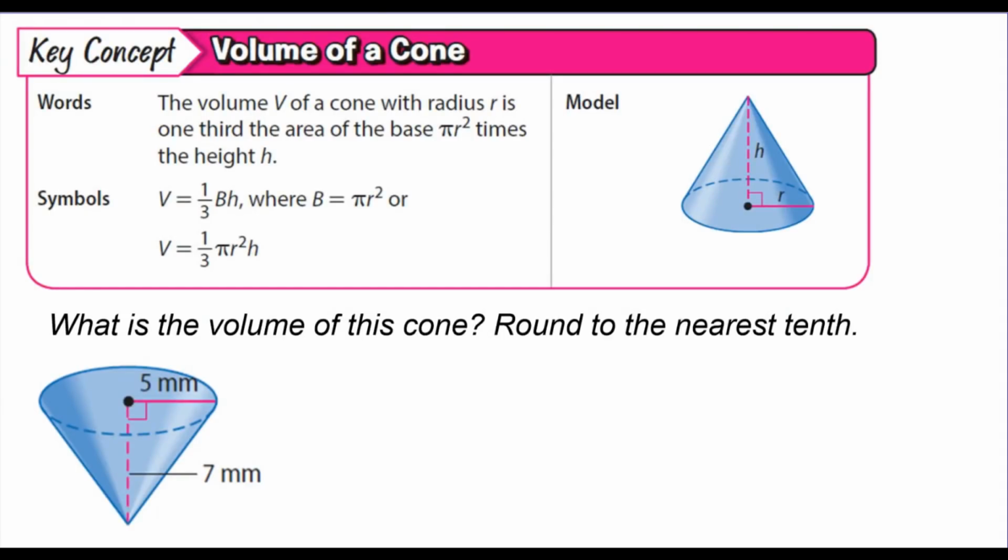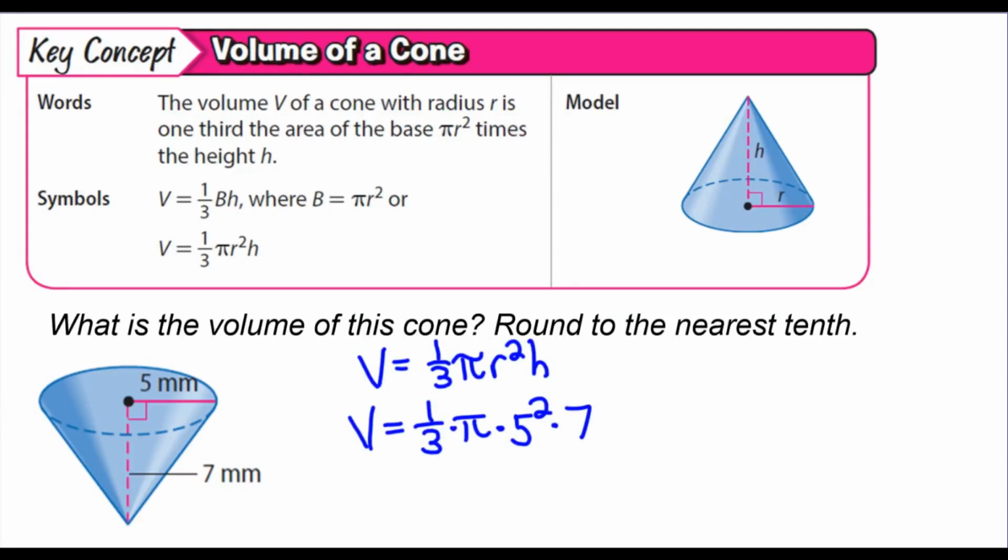So let's look at this example. What's the volume of the cone? And again, we're dealing with circles, so we're going to have to round to the nearest tenth. So our volume is 1/3 of the cylinder, which would be pi r squared times height, which gives us 1/3 times pi times 5 squared times 7, which is 1/3 times 25 times 7 times pi.